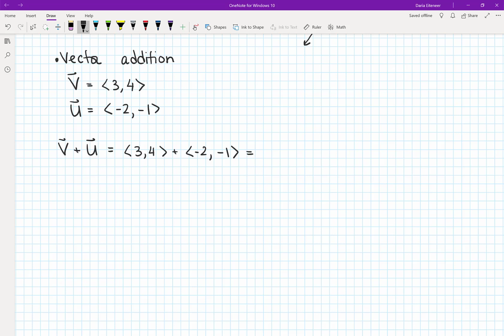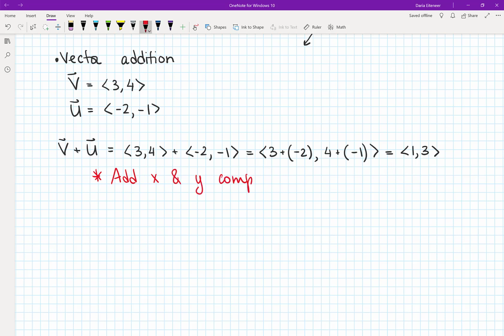now I'm going to write it out like this the first time, even though it's obviously really easy, just to bring your attention to it. The most important thing about vector addition is to treat the x's separately and the y's separately. Let me write it out. Add x and y components separately.